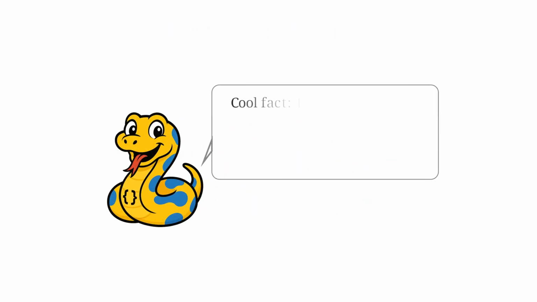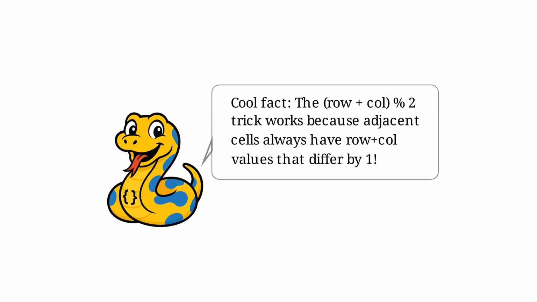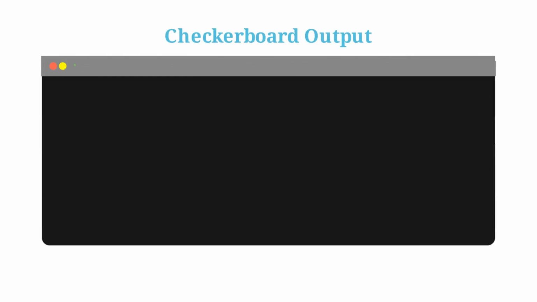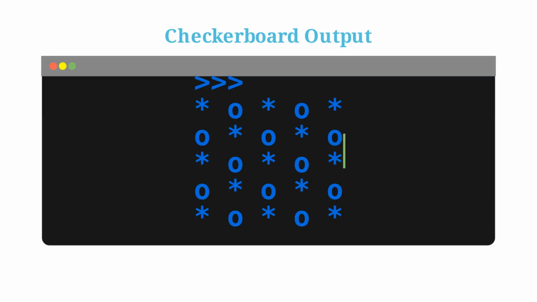The row plus column mod 2 trick works because adjacent cells always have row plus column values that differ by exactly 1. That's why the pattern alternates perfectly. Incredible! Look at that perfect checkerboard pattern. The alternating symbols create that classic chessboard look because adjacent cells always have different row plus column totals.